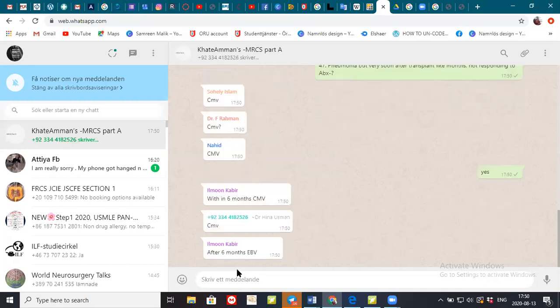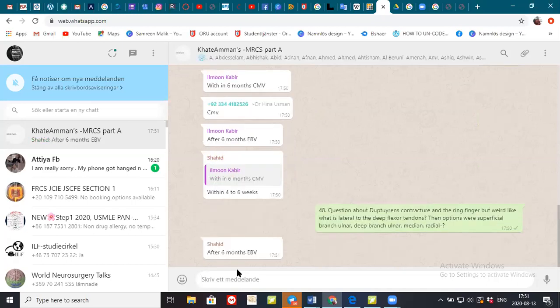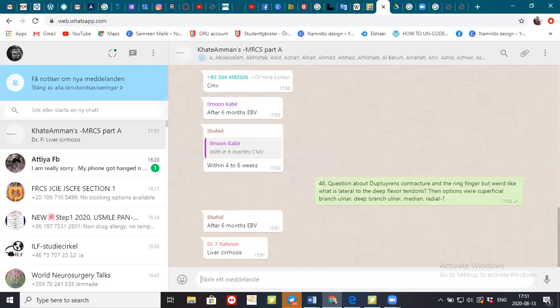Right, 48. What is Dupuytren contracture? It is a fibrosis and thickening of the palmar fascia. What are the risk factors which lead to Dupuytren contracture? Diabetes mellitus, hypothyroidism, and hepatic disease.